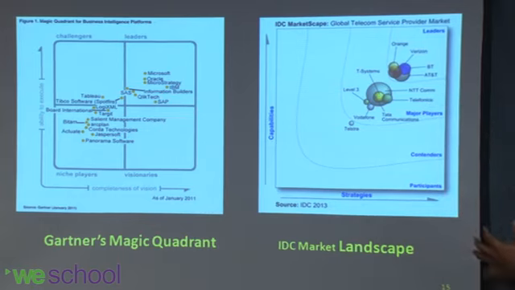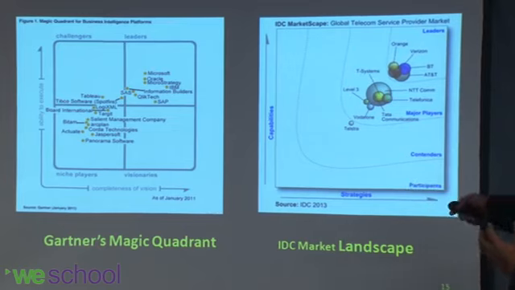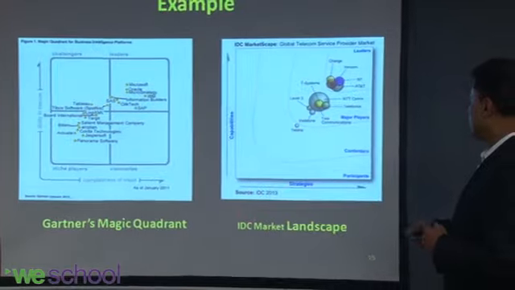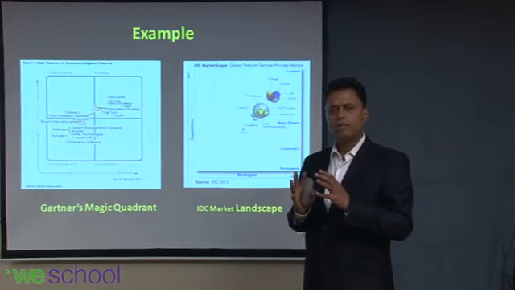Similarly, IDC came out with the IDC MarketScape. There again, different telecom companies are placed as leaders, major players, contenders, and participants. Contenders is equivalent to your challengers here, and participants are just niche players. So you have strategies and capabilities, similar to this, vision and ability to execute, strategy and ability to execute. These two are similar ones you can use to compare your industry.